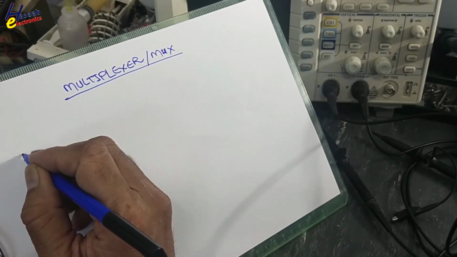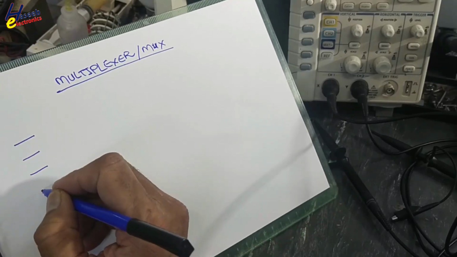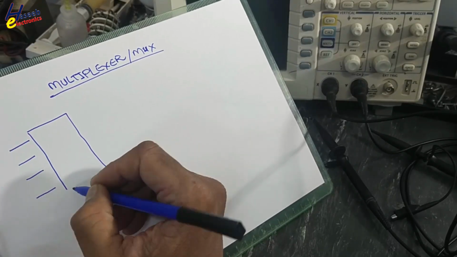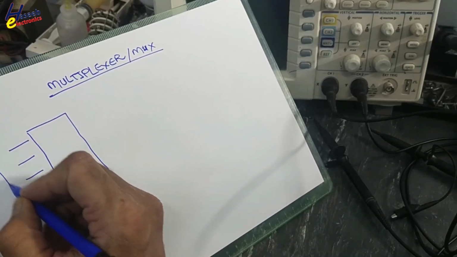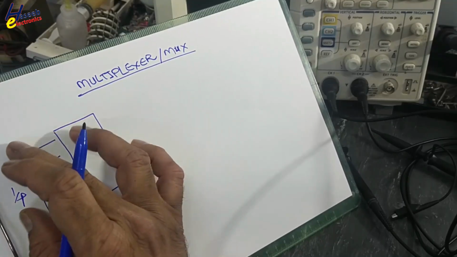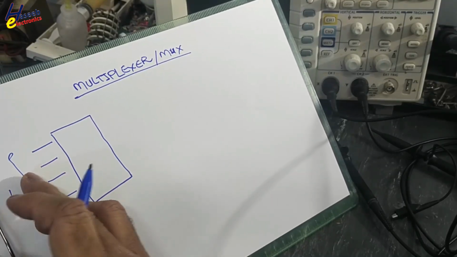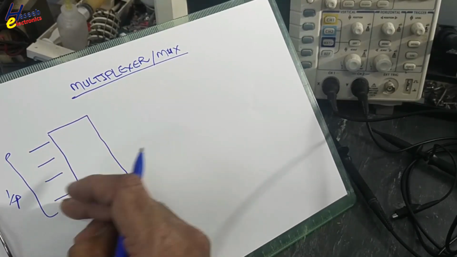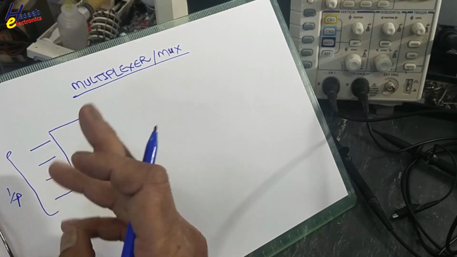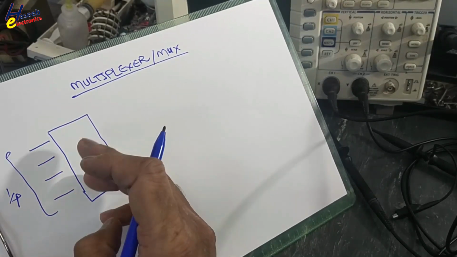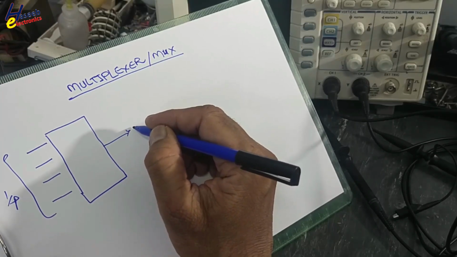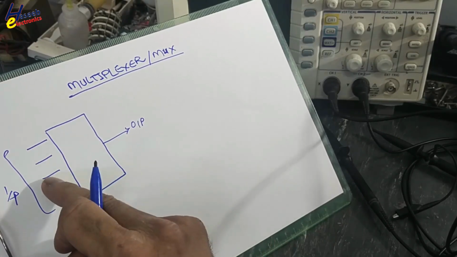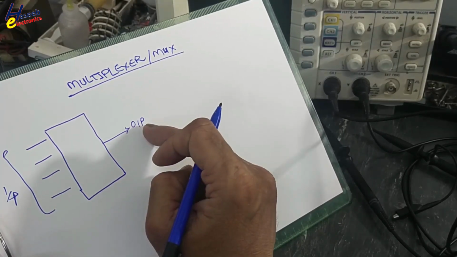When we apply multiple inputs to any component, how many inputs are provided to that component? It will depend on the specifications: 4 inputs, 6 inputs, 2 inputs, more than one input. Sometimes there are 64 lines, sometimes 256 lines, 512 lines, and one output. If it is 4 inputs and 1 output, it will be called a 4 to 1 multiplexer.